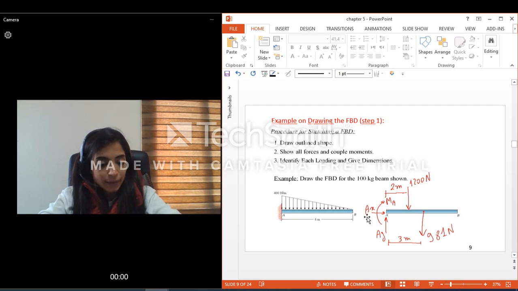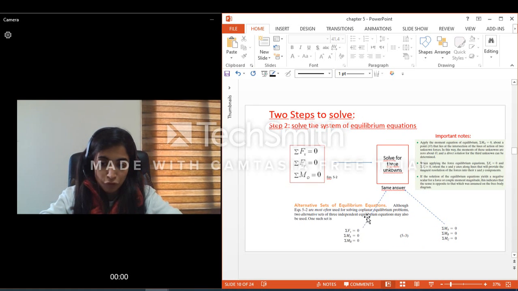So basically, I can start with the sum of moments, and I can get rid of AX and AY by doing it at A, and then I can find MA. Then I can go to sum of Fx, find AX, go to sum of Fy, find AY, and in this case, I can find all my unknowns. So I have three equations, three unknowns in the case of 2D.